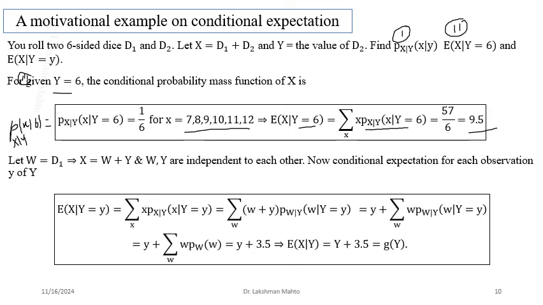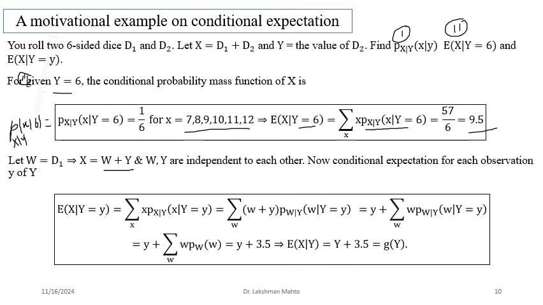Let us recall W equal to D1. We are giving it another name. Then X would be W plus Y, where Y is equally D2, the value of dice 2. Its faces are also 1 to 6, and since each outcome is itself a number, we can call it a random variable and associate it with that. So X is W plus Y.